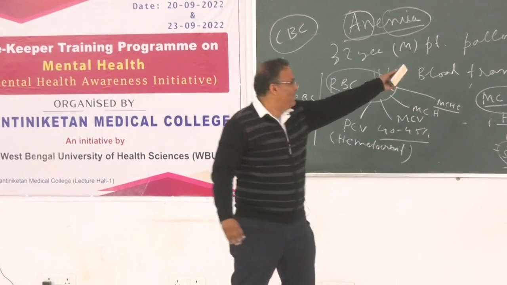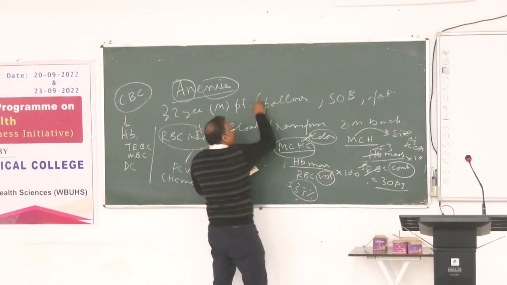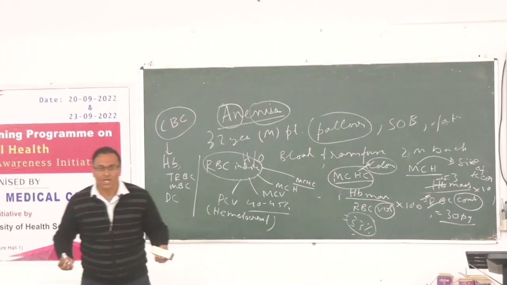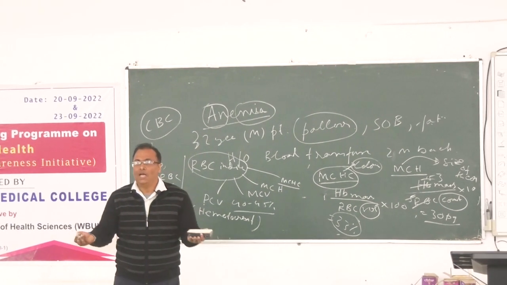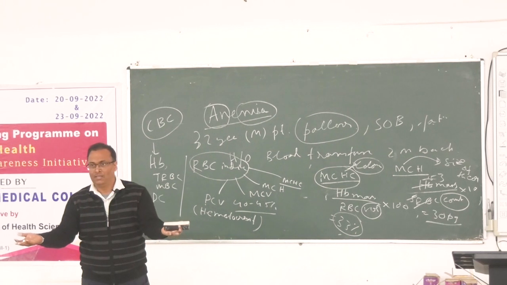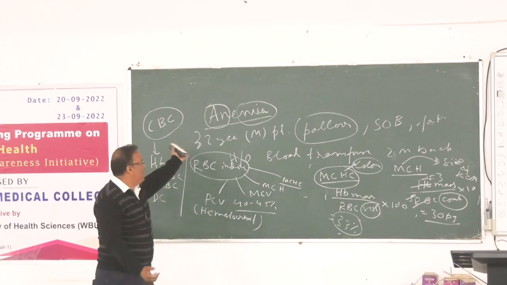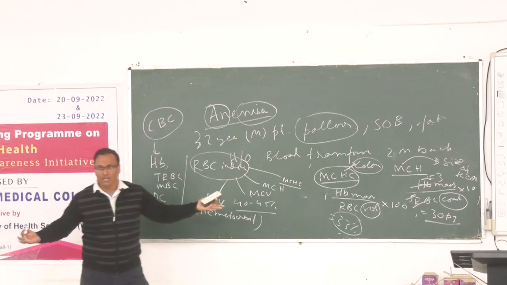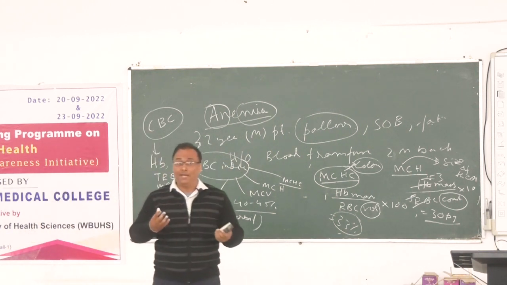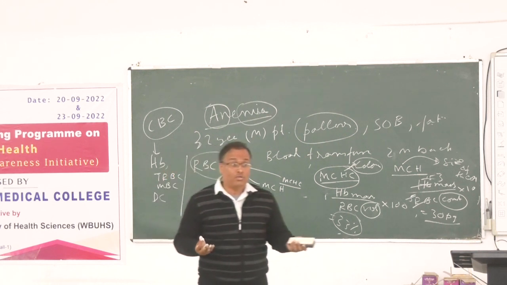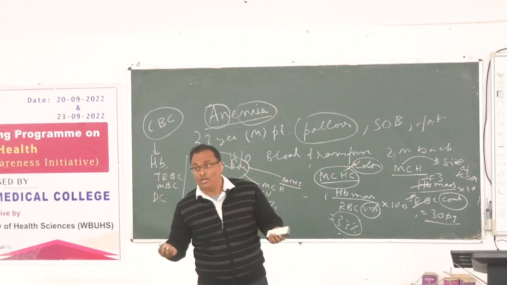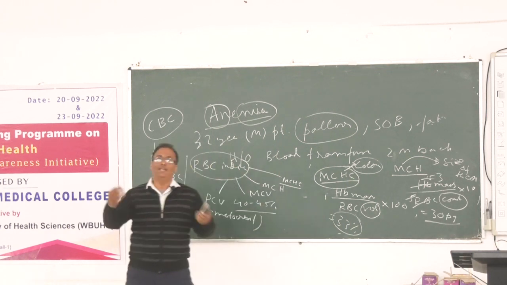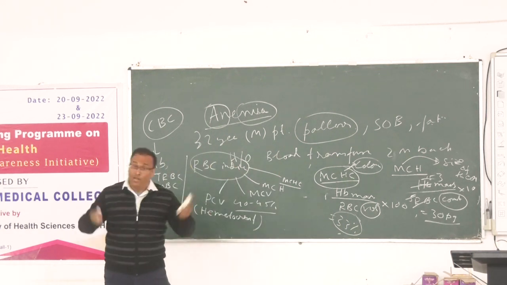No matter, pallor is there. Pallor means what? Pallor means turning white, looking pale. For any patient with pallor, shortness of breathing, fatigue, I will do a CBC. Now I have to detect, I am coming later, what is the cause of this anemia, what is the cause of shortness of breathing, what is the cause of pallor. I have to detect that. That is the clinician.